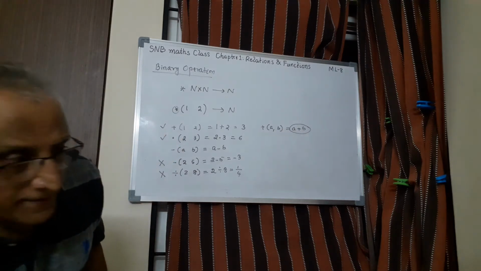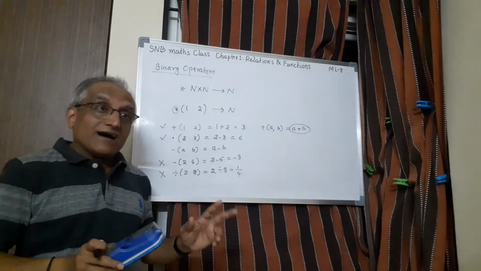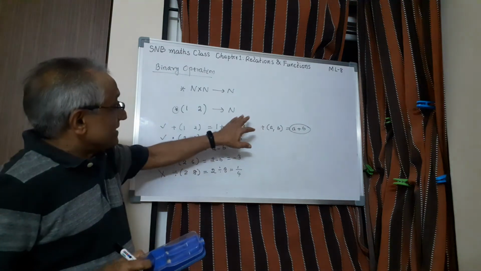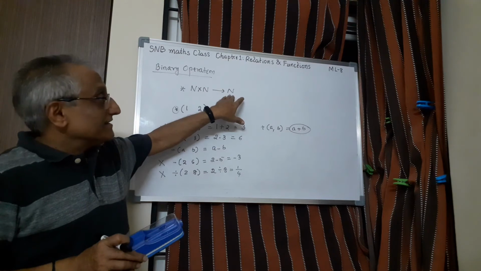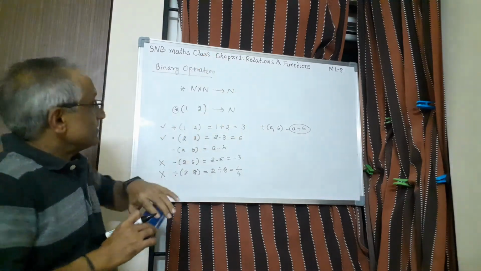So like this, it's a very simple concept. You remember only this much. After the operation is performed, if the resulting element is there in the same set, it is a binary operation. Otherwise, it is not a binary operation.